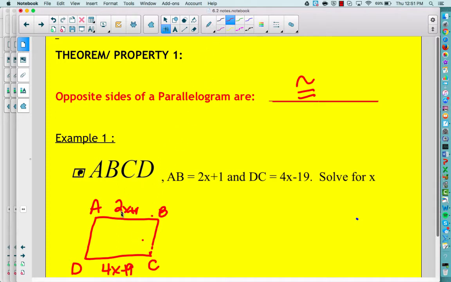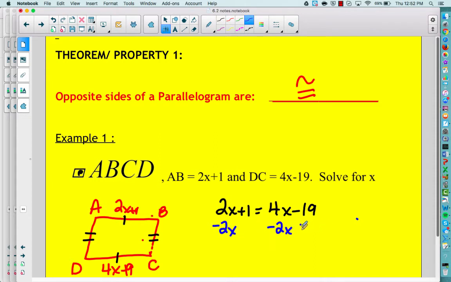So I see it's a parallelogram, and I see that I'm dealing with side lengths. So what I'm going to do is actually use that theorem above. Opposite sides of a parallelogram are congruent, so I'm going to mark them congruent to themselves. And then it helps me write an equation to solve for x. So I can write the equation 2x plus 1 equals 4x minus 19. And then I can subtract 2x and add 19. So 20 equals 2x and x equals 10. So that's how we used the property that opposite sides of a parallelogram are congruent. All right.